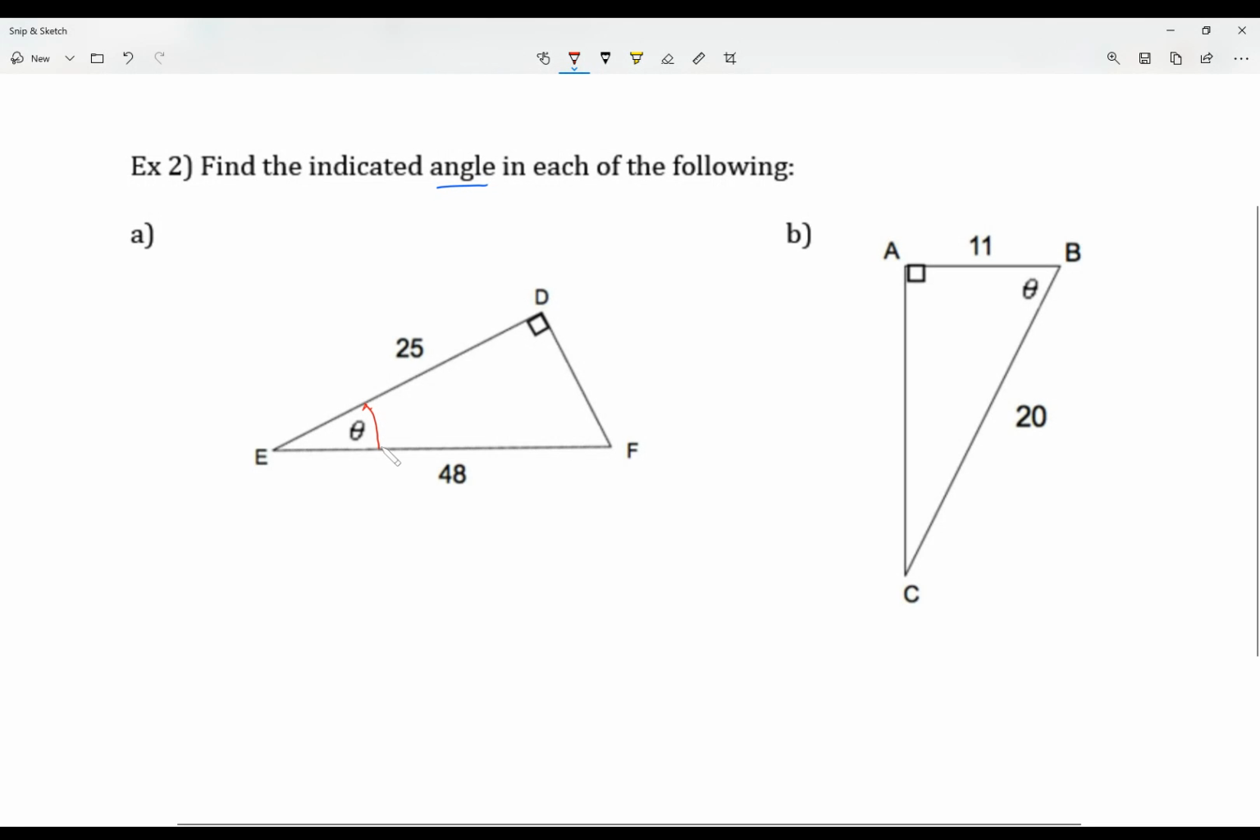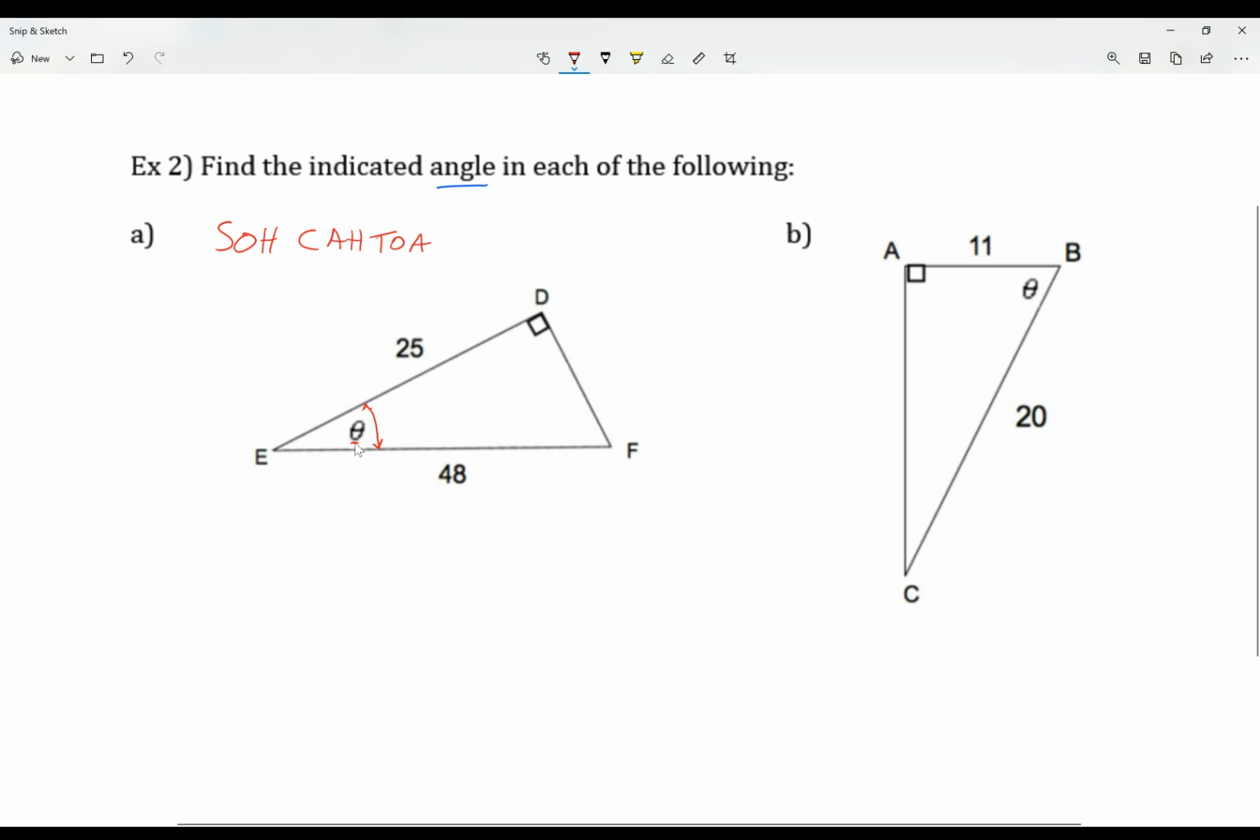What is that angle right there? And it's labeled by theta. That's the variable that we use to label it. And so we're going to use the trig ratios that we had talked about before, SOHCAHTOA. Sine is the opposite over the hypotenuse, cos is the adjacent over the hypotenuse, and tan is the opposite over the adjacent. And so what we have to do is we have to go from the angle we're looking for.